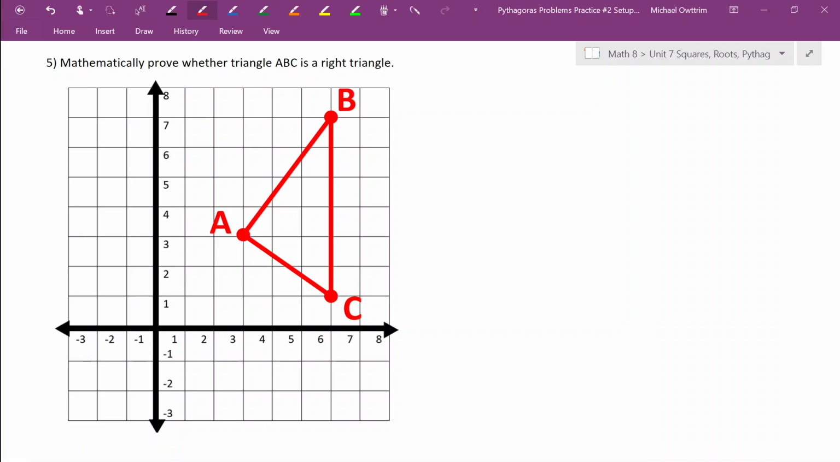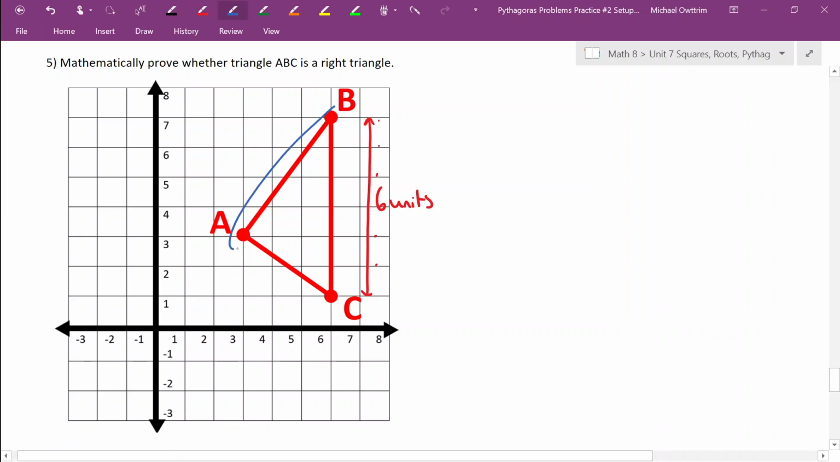The issue here is that there's only one side that I know its length for sure. I do know that this length all the way up and down here is straight along the grid line, so I can just count those. 1, 2, 3, 4, 5, 6 grid lines. So this length here is 6 units.